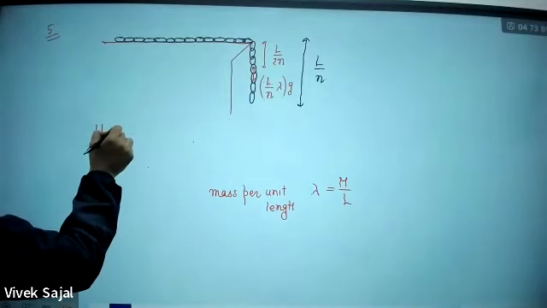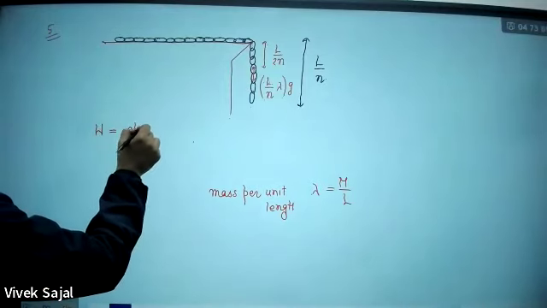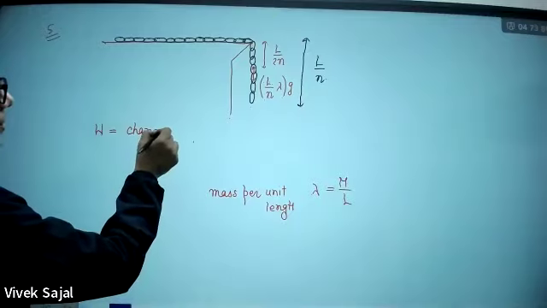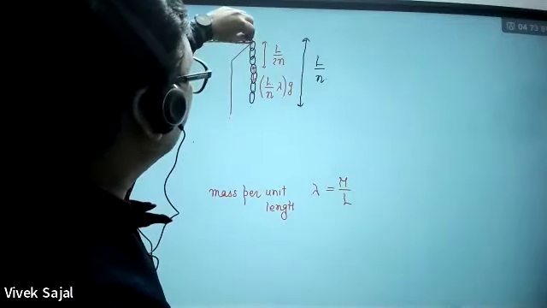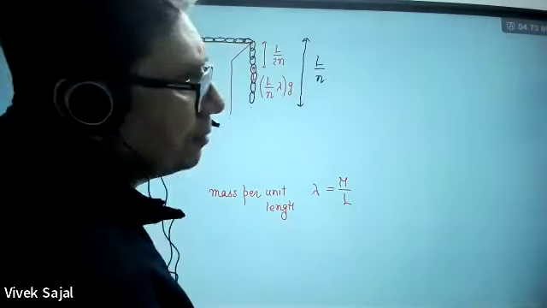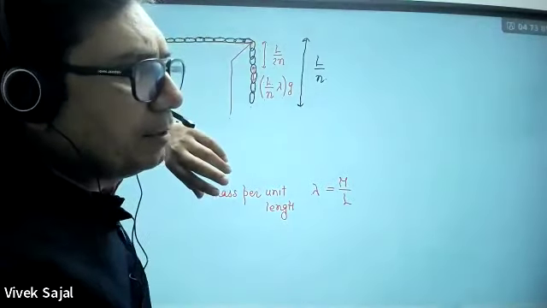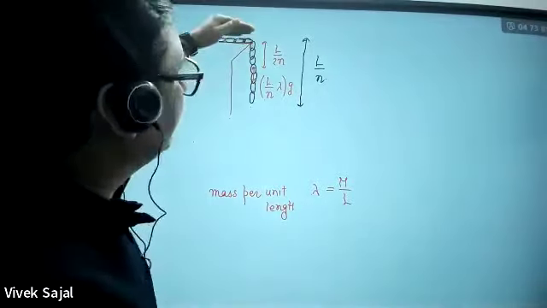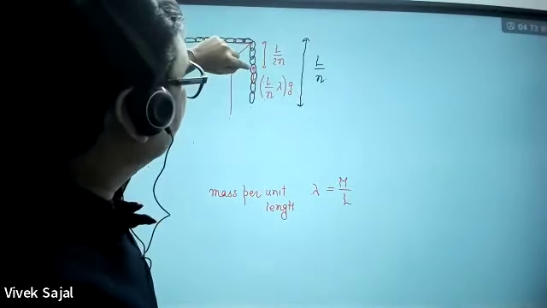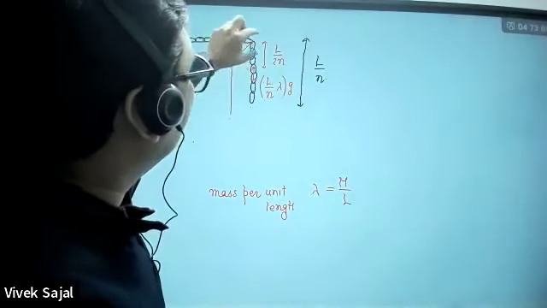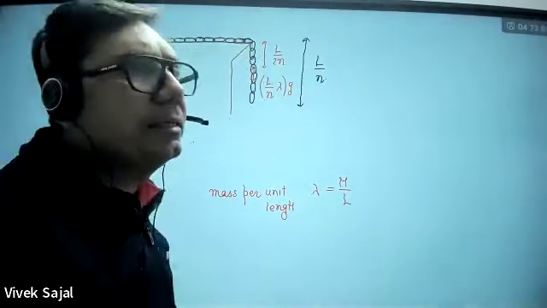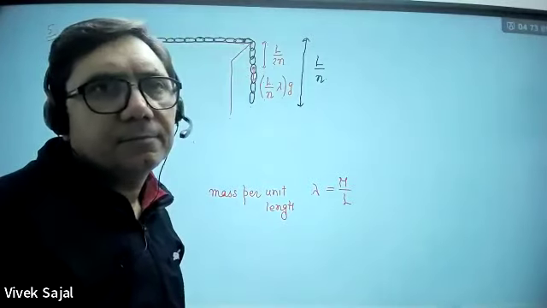Work done will be equal to the change in potential energy. So here, when you are lifting this up and you want to place it on the table, what is going to change? Potential energy is going to change. Earlier, the center of mass was here. When you place it here, the center of mass will be lifted by a distance L by 2n.